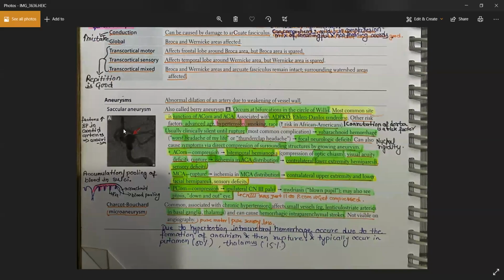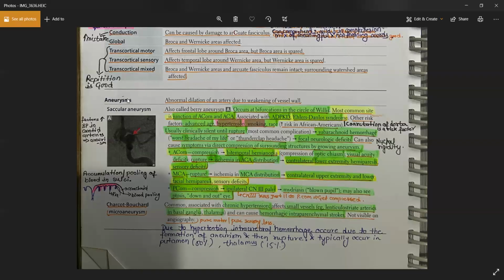Then let's discuss the aneurysms. You have two types of aneurysms in the brain, just like in other parts of the body: the saccular aneurysm and the Charcot-Bouchard aneurysms. The most common location of the saccular aneurysm is the junction of the anterior communicating artery and the anterior cerebral artery. Initially patients generally do not have any symptoms until very late in the disease, when the aneurysm ruptures. When it ruptures, the patient will get what condition? Subarachnoid hemorrhage, because of the saccular aneurysm rupture.